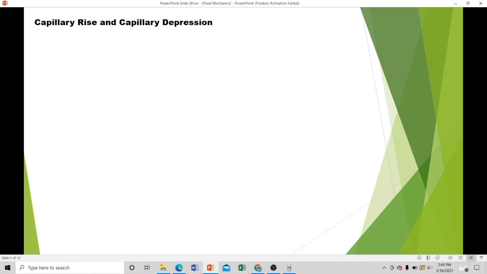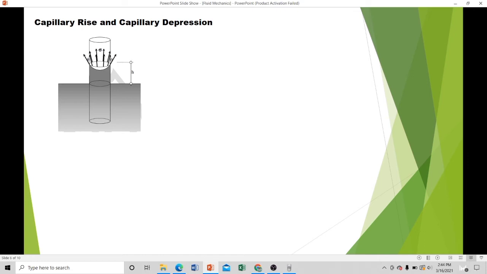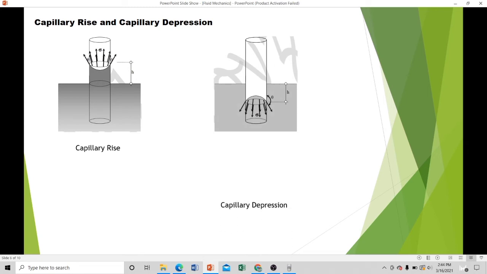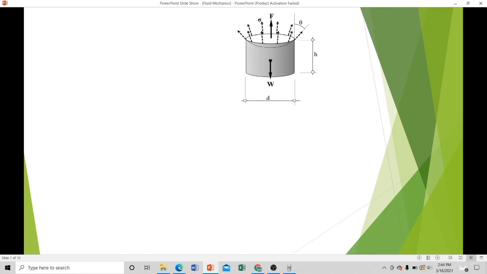So in comparison between the capillary rise and capillary depression, we have this illustration. This is the typical illustration for the capillary rise and the typical illustration for the capillary depression. So to formulate the equation of capillarity, we have to consider this free body diagram that I presented here.